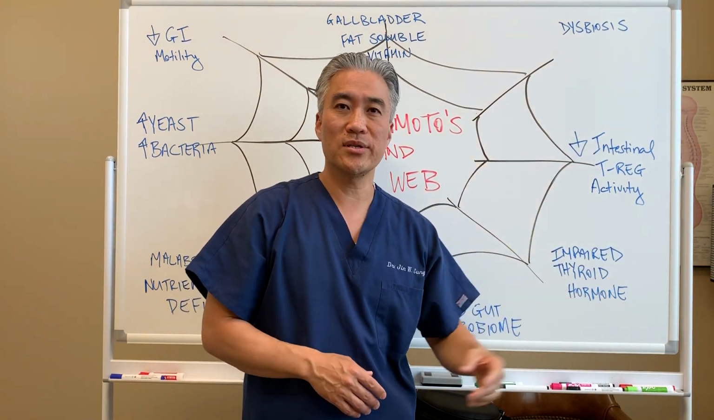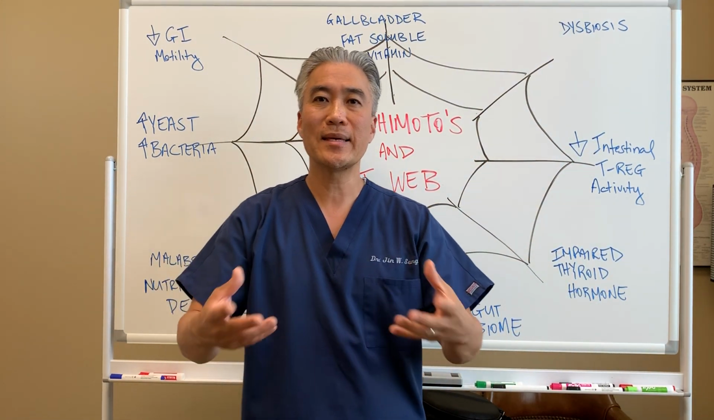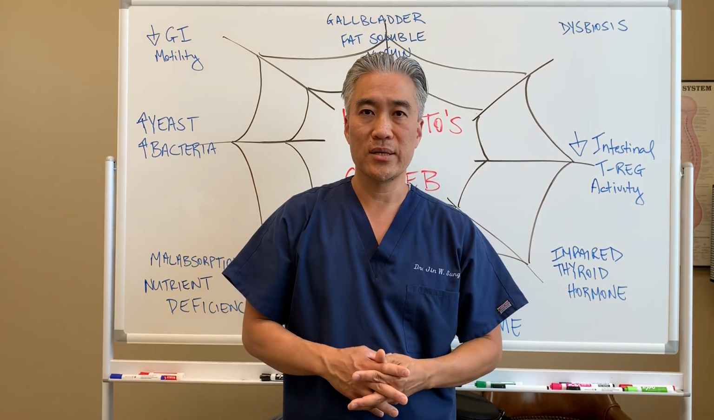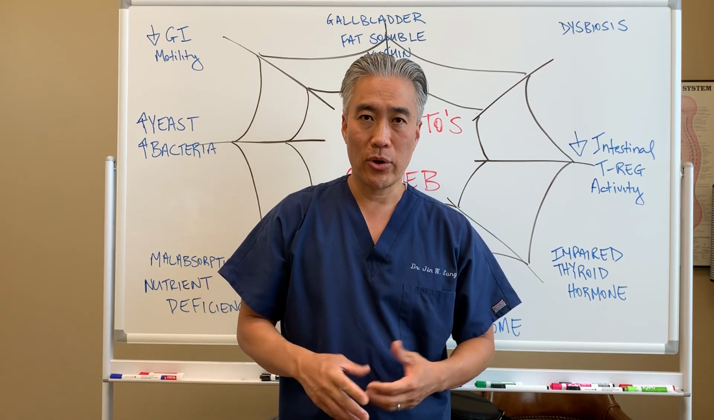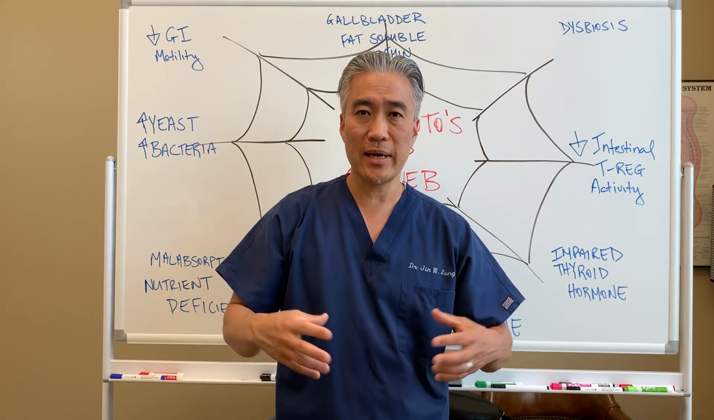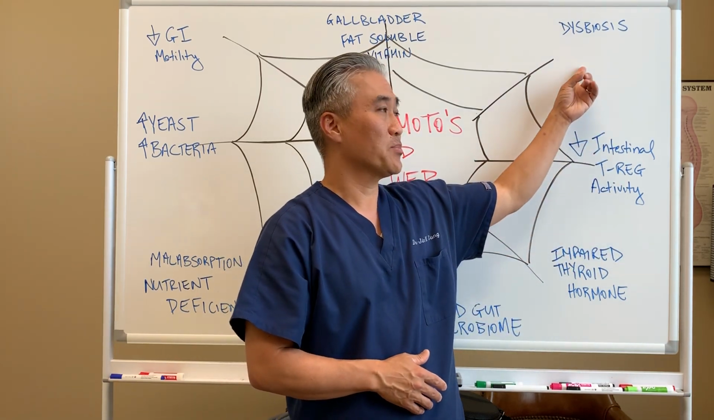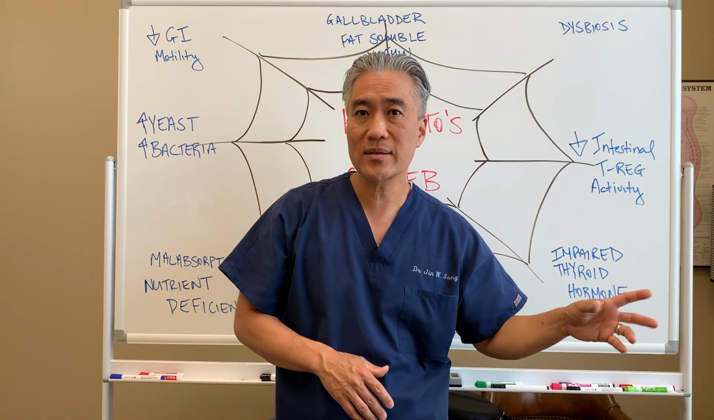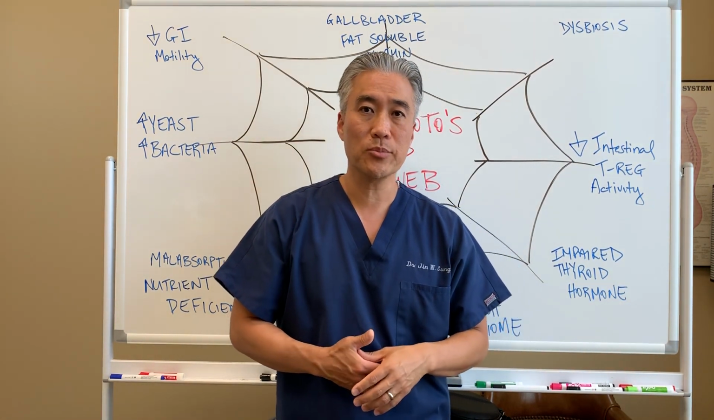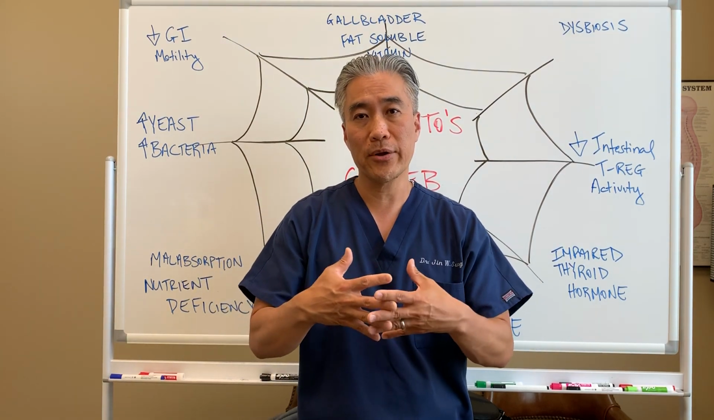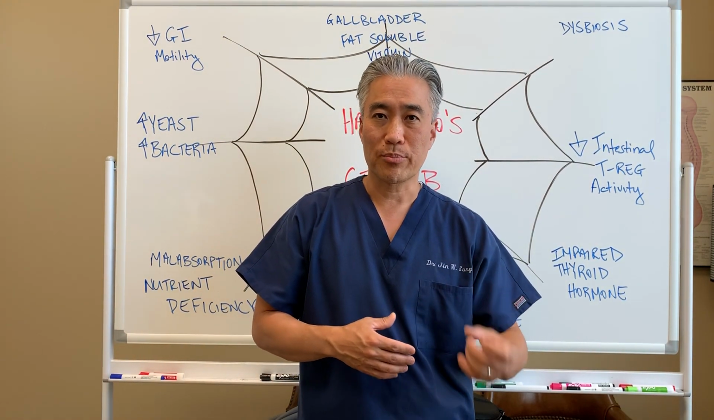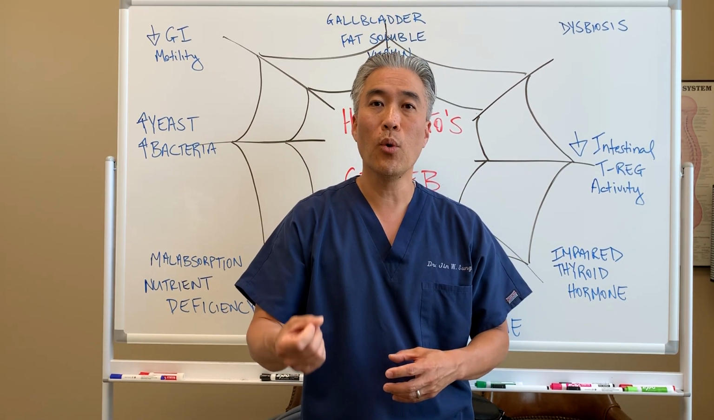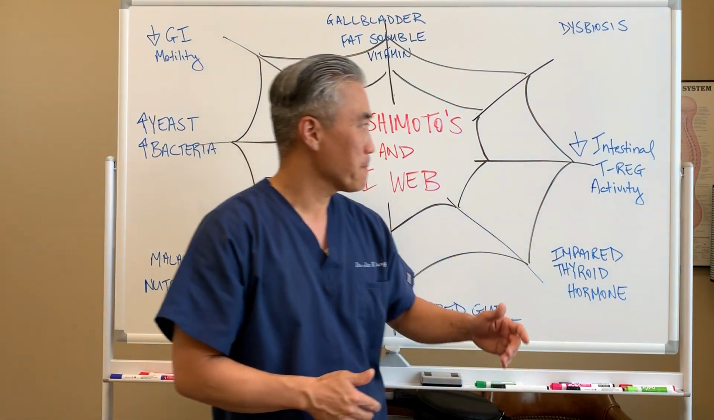Dysbiosis, intestinal permeability, leaky gut, whatever you want to call it. Because of the inflammatory process and the lack of thyroid hormone communicating in the GI system, you're going to have dysbiosis. What that means is you're going to have malabsorption, right? You're going to have things that should not cross into the bloodstream cross over because the gut barrier is broken. These larger proteins that should not cross over will cross into the bloodstream and create more inflammatory processes.